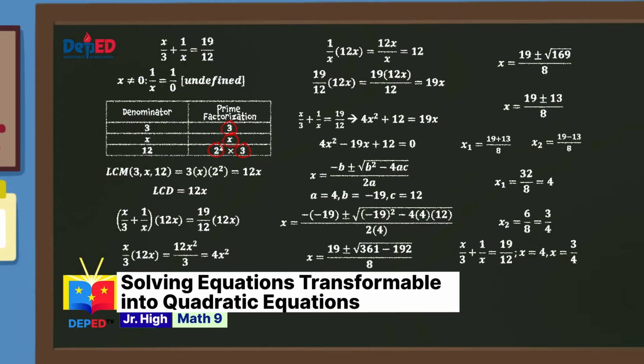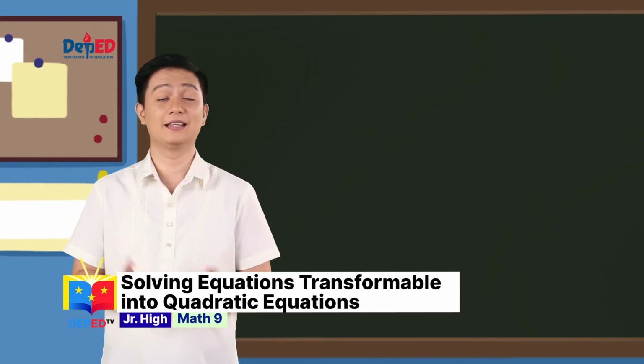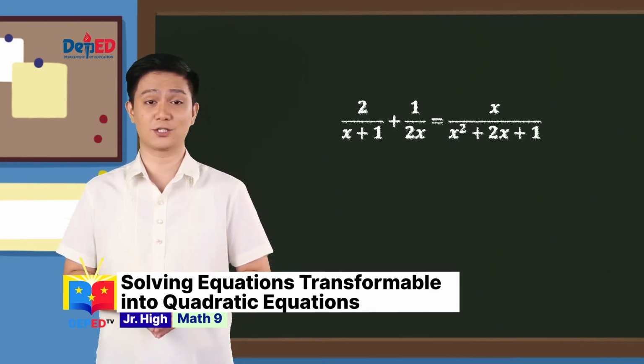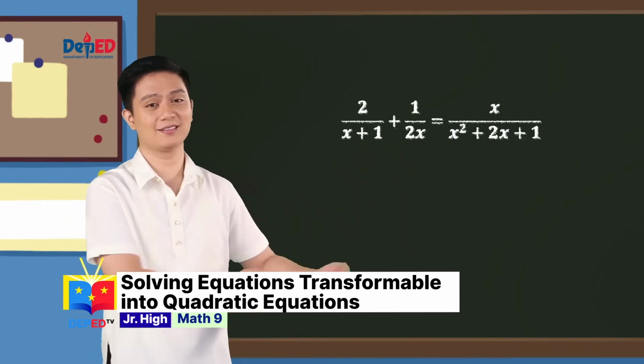Therefore, the values of x that make the derived quadratic equation true are 4 and 3/4. And these are also the values that satisfy the original equation, which is rational algebraic. Let's have another example. Let's solve this equation.